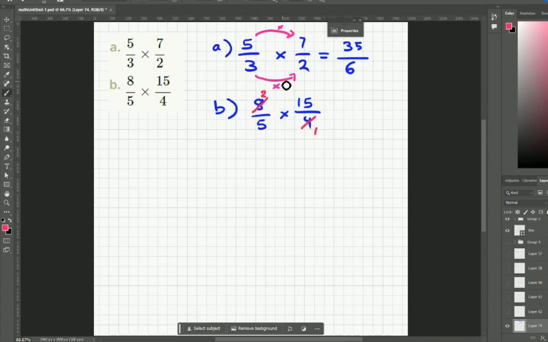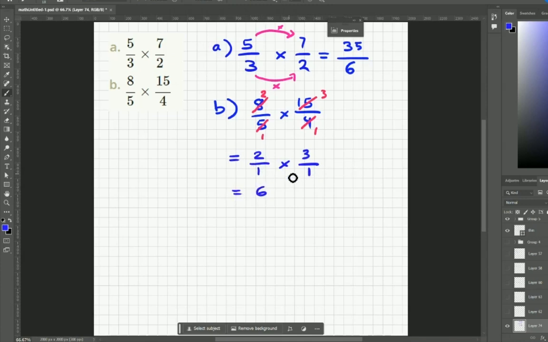Now let's have a look at the 5 and the 15. They have a common factor in 5. So let's divide both of these by 5. 1 and 3. Now let's rewrite our equation. It's going to be 2 over 1 multiplied by 3 over 1. Well, that's just going to be 2 times 3, which is going to be equal to 6.